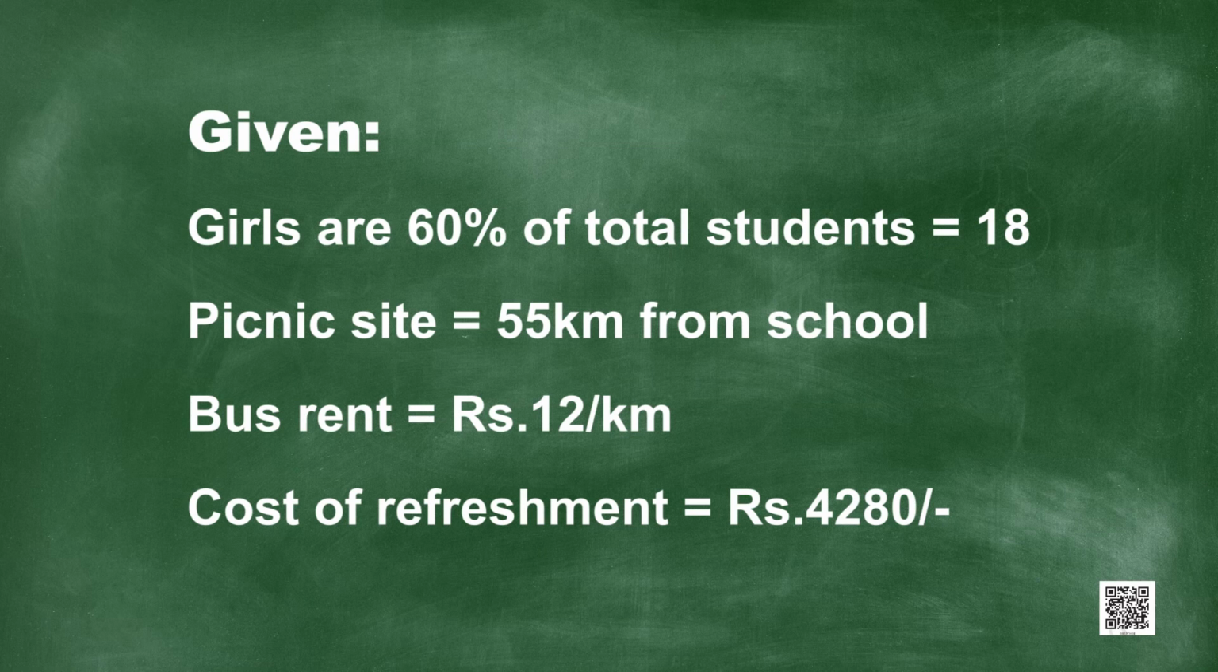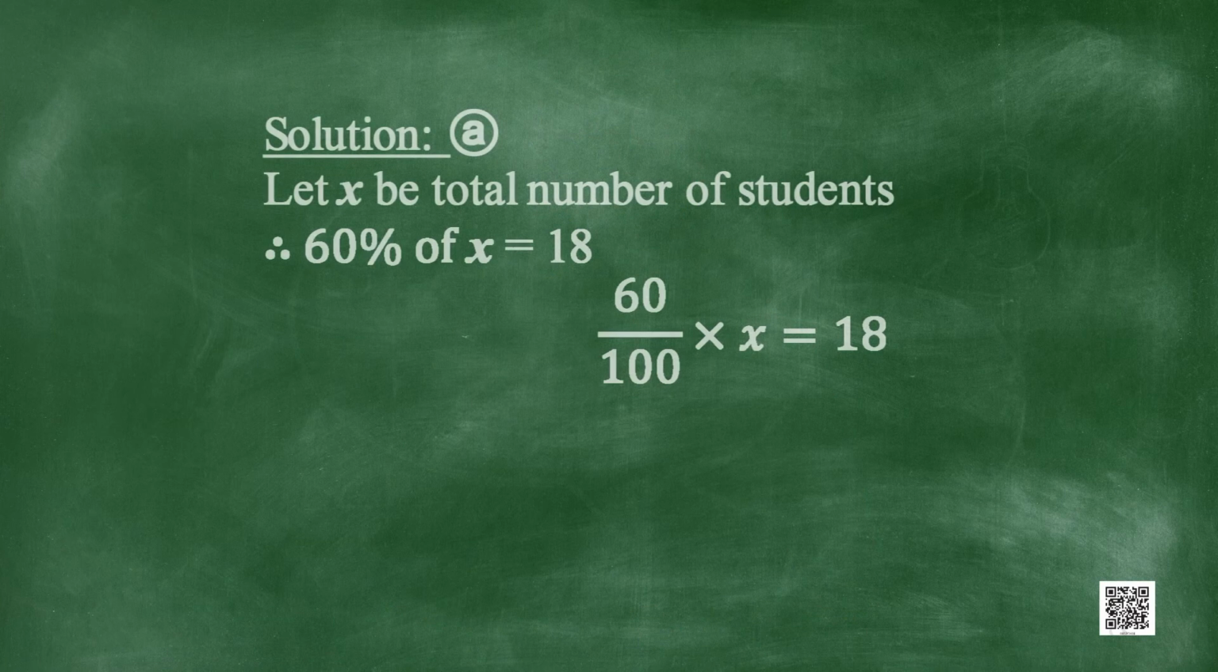It is also mentioned that picnic site is 55 kilometers away from the school, and another information given is bus rent is charged at ₹12 per kilometer, and finally, the cost of refreshment is ₹4,280. Well, students, now let us try to solve one by one. So, the first question asked was the ratio of number of girls to the number of boys in the class. So, let us try to solve it.